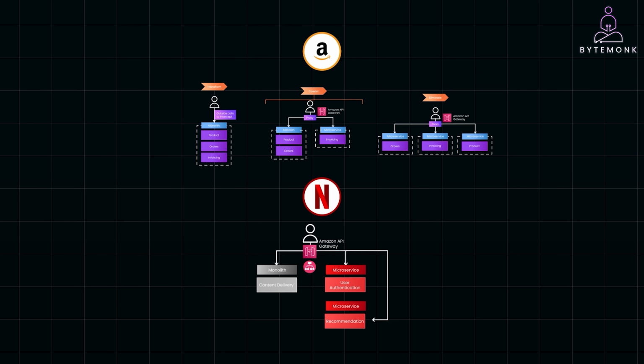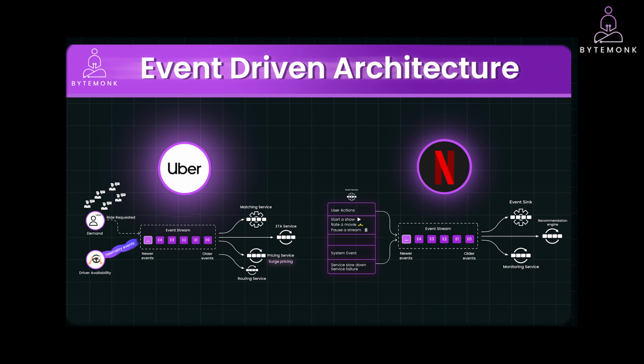And if you are interested in learning more about other migration strategies, check out my video on event-driven architecture, where I break down how companies like Uber and Netflix use events to achieve scalable, fault-tolerant systems.